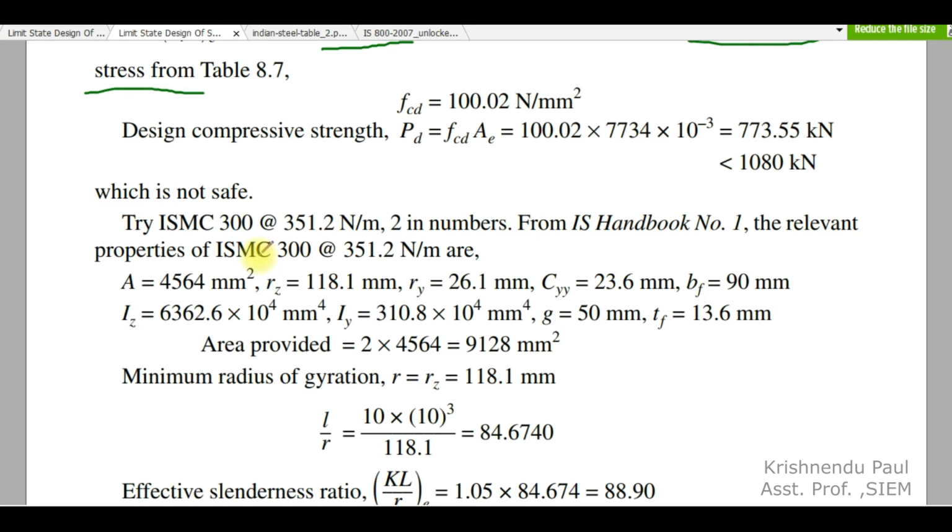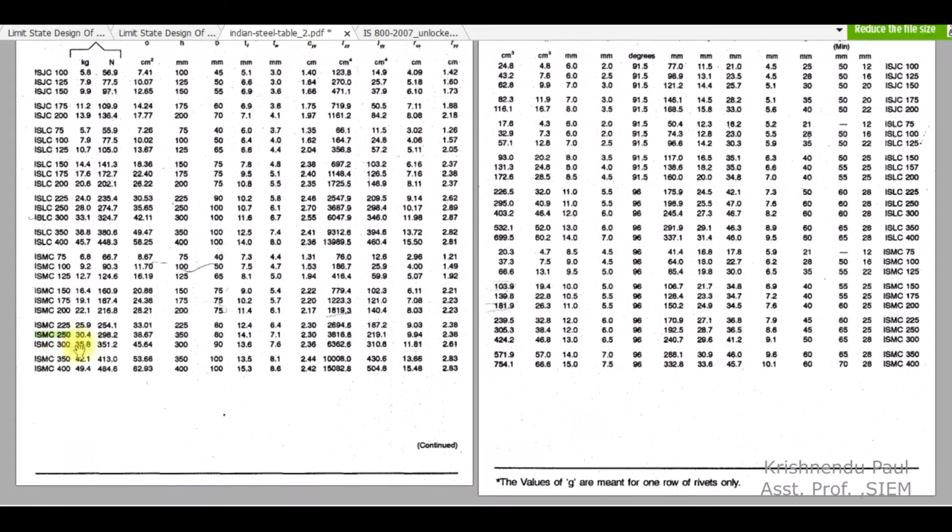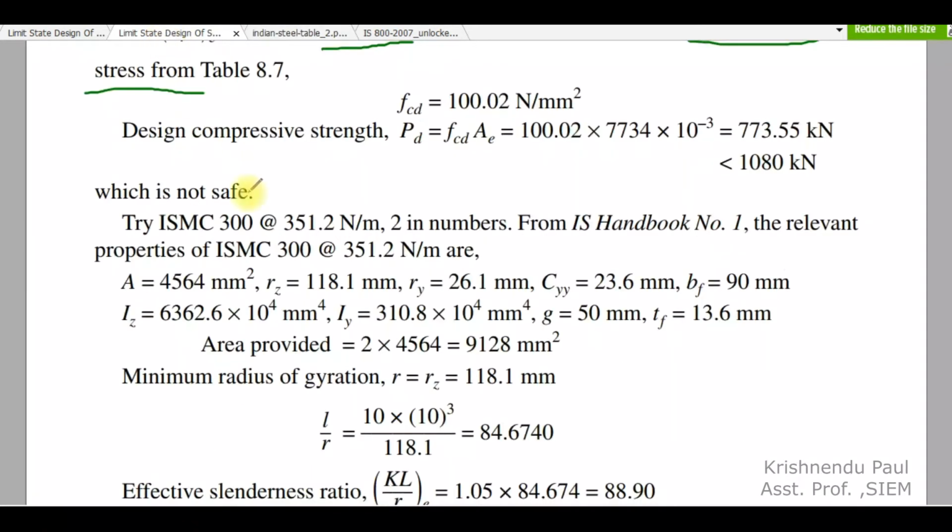So you have to try the next higher section for this column. The next higher section, as you can see in the table, is ISMC 300, at the rate of 351.2 Newton per meter. So they have chosen this. Again, they have mentioned all the specifications.